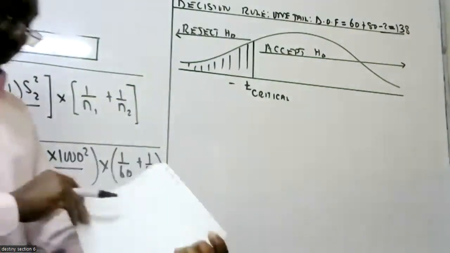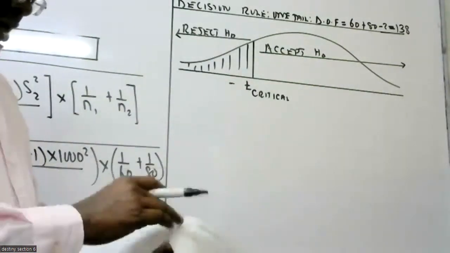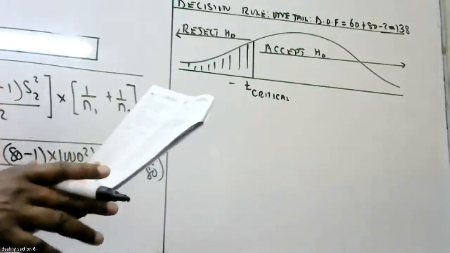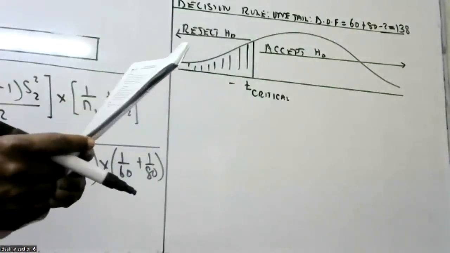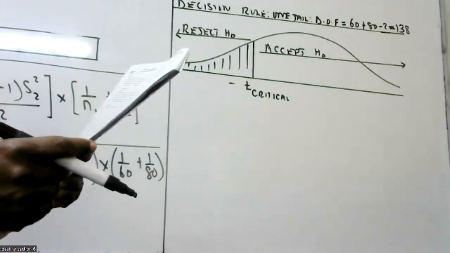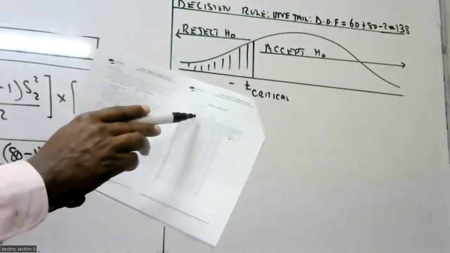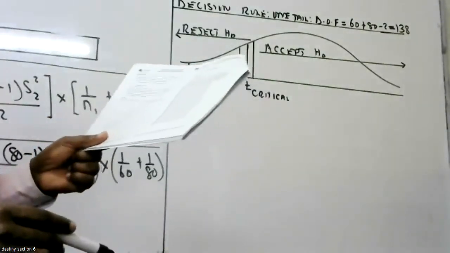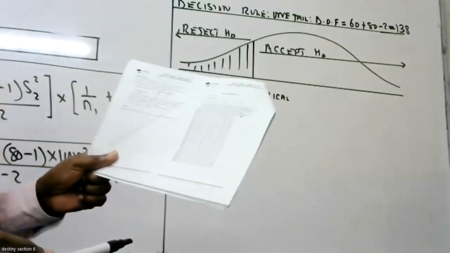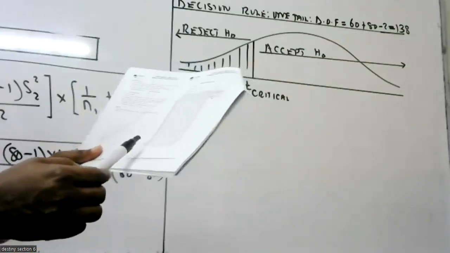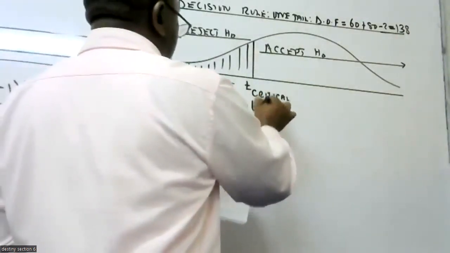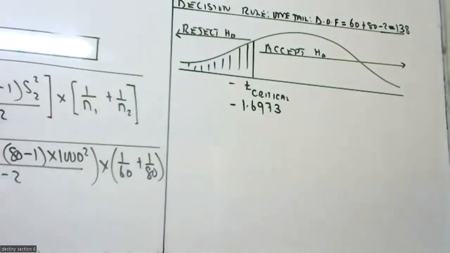So you now go to the T tables, and you will go to the one tail confidence level at 95%. Then you go down to where we have 138. And because you can see our table, the farthest it has gone is 30. I told you if you get a figure that is more than your table, you go for the highest value in the table. So the highest value in the table is 30, and at 95%, we have 1.6973. So this is minus 1.6973.